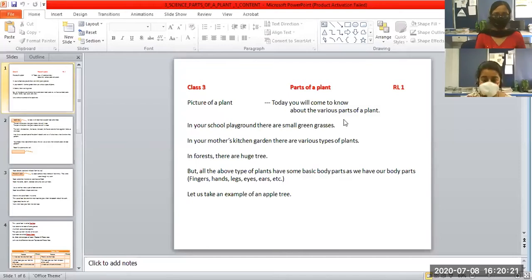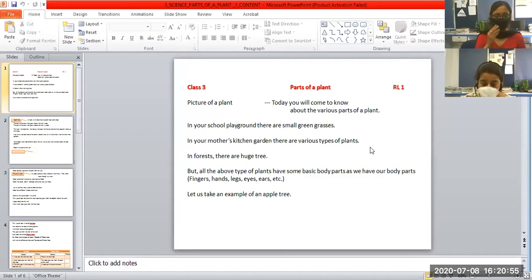All right. Today I am going to teach you the chapter Parts of a Plant. But before I start, I want to show you something. Can you see? Yes, ma'am. So today you will come to know about the various parts of a plant. In your school playground, have you seen small green grasses? Yes, ma'am. In your mother's kitchen garden, have you seen there are various types of plants? Yes, ma'am. Have you ever been to a forest? No, ma'am. But you must have seen pictures of a forest. Yes, ma'am. So in forests, there are huge trees.